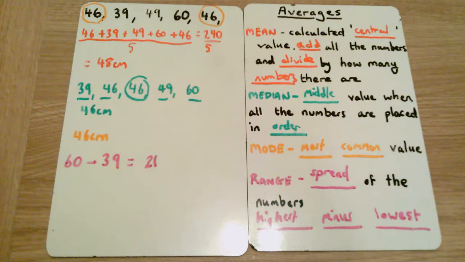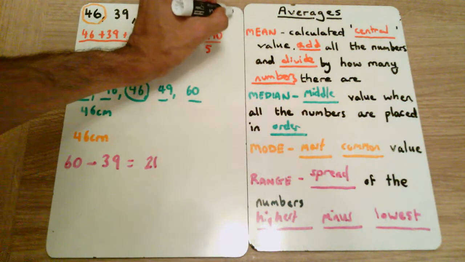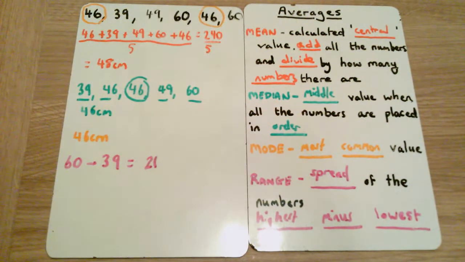Now, what I'm going to do right now is add another number to the mix, just to mix this up a little bit. And I'm going to add a number of 60 at the end. So we're going to say another plant was added of 60 centimeters. Now, that means that all these numbers may change.